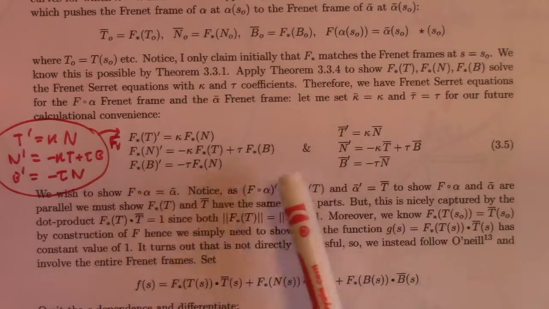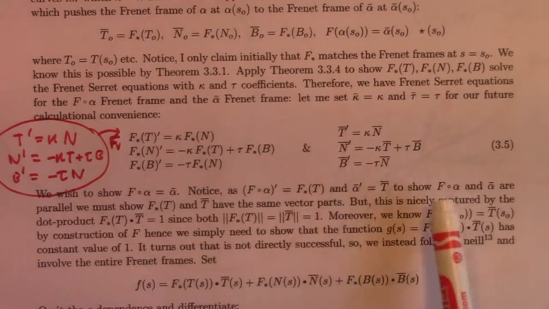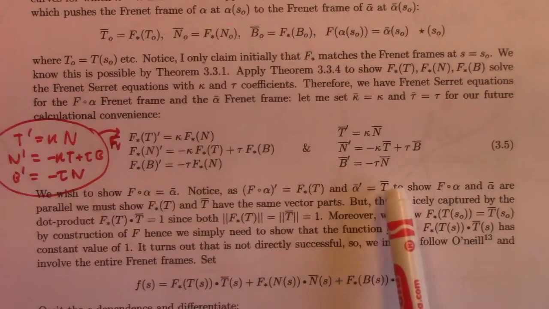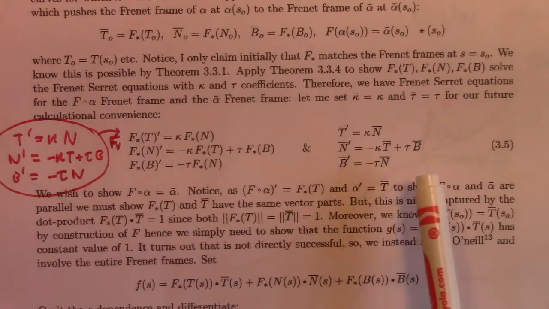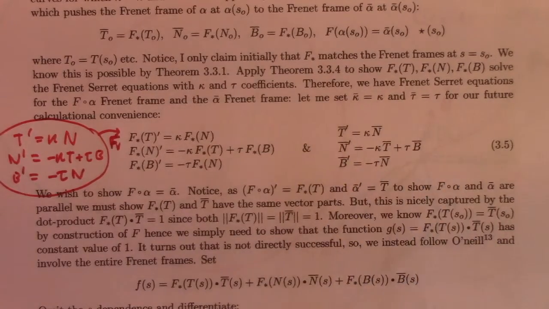So we have this and we have that. Now these are true just because the Frenet equations are true for the alpha bar as well, and we know that kappa bar is equal to kappa and tau bar is equal to tau. All right, so we wish to show that f composed with alpha is in fact alpha bar. And we do know that f composed with alpha prime is the push forward of t, and we also know that alpha bar prime is t bar.